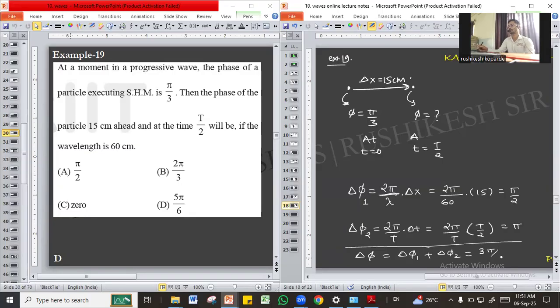कॅल्क्युलेशन काय चुकलंय का आपलं? π/2 आलंय. जरा चेक करा काय चुकलंय का. नाही बरोबर आहे, सगळं बरोबर आहे. सांगतो मी तुम्हाला. आता या दोघांमधला आपण काय काढला? फेज डिफरन्स काढला. त्यांनी फेज डिफरन्स नाही विचारला, नीट वाचा. काय विचारले? फेज ऑफ द पार्टिकल. या पार्टिकलची फेज विचारली. काय विचारली आहे? या पार्टिकलची फेज विचारली. कळतंय का?